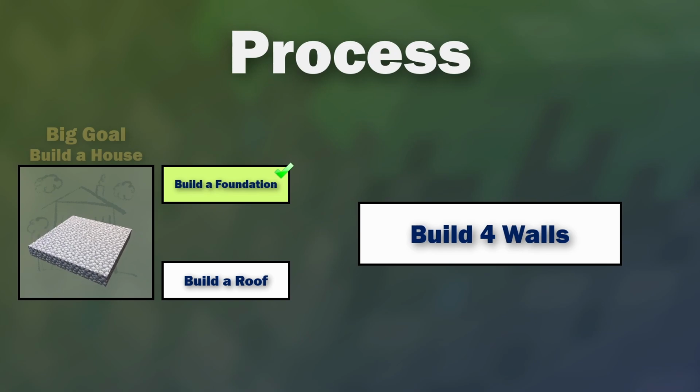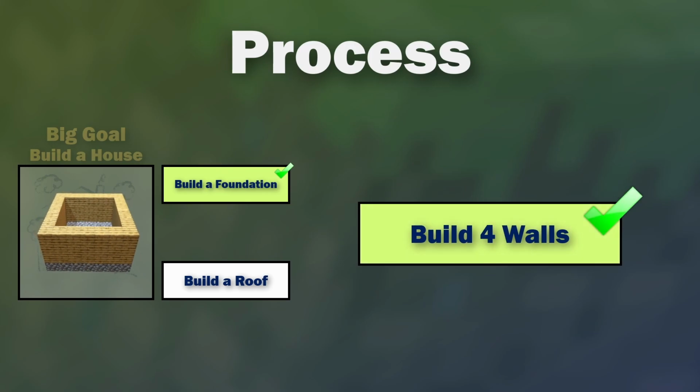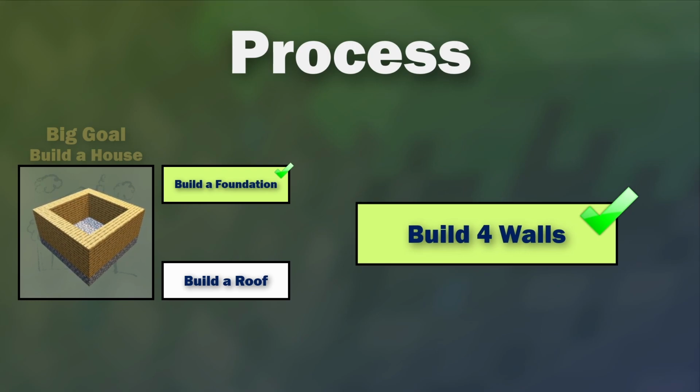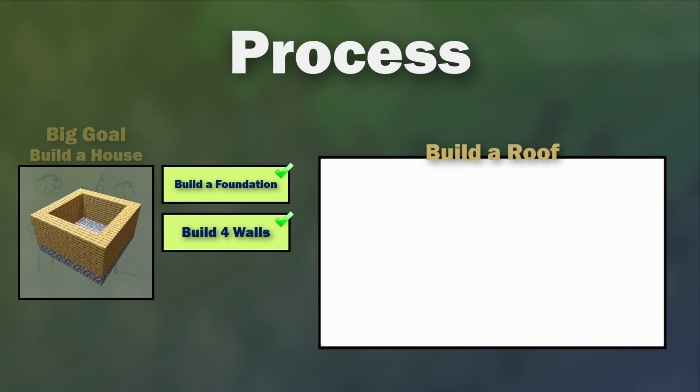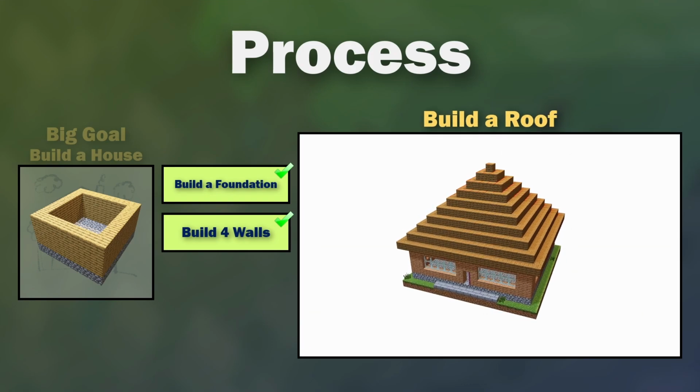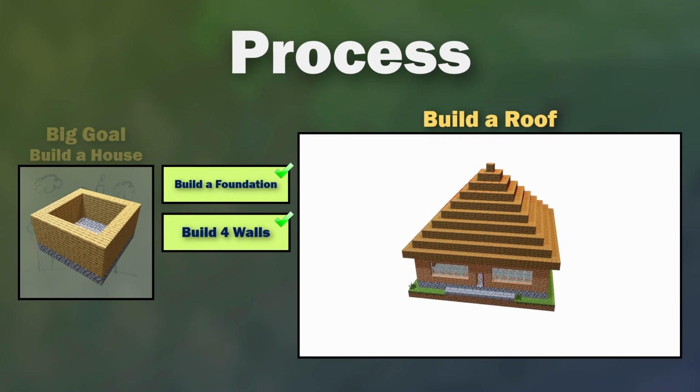Okay, so if you've been following along with the previous two videos, we built a foundation in the first video, we built four walls in our second video, which means we are now up to our third medium goal of building a roof. So let's have a look at the kind of roof that we're going to be building today. As you can see, it's got this stair-step effect.